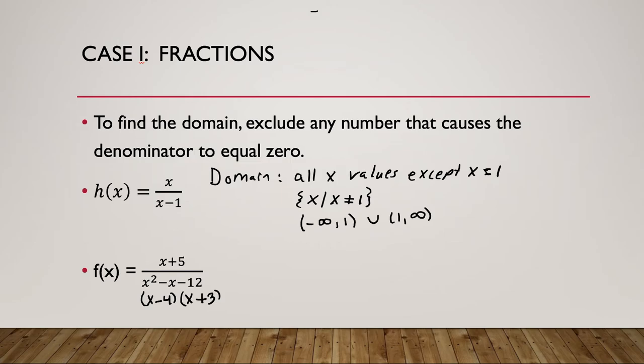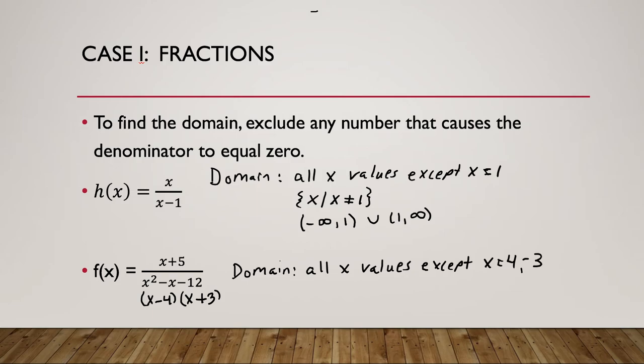A positive 4 will cause the first parenthesis, the x minus 4, to become 0. A negative 3 will cause the second parenthesis, the x plus 3, to become 0. In either case, you're going to end up having an undefined function if you allow those values to be plugged into the denominator of that fraction. So what I want to say here is that my domain is going to be all x values except x equals 4 and x equals negative 3.